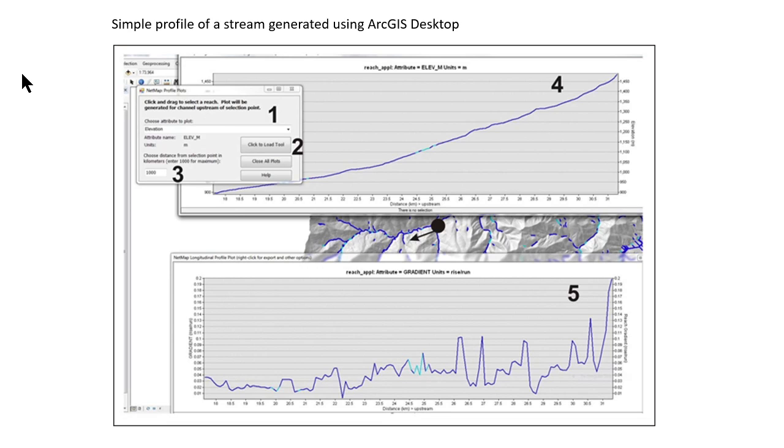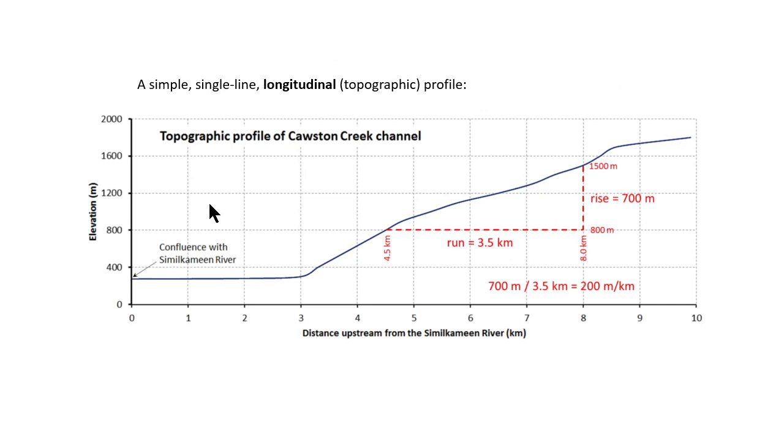The first example here is an example of a simple profile that's generated along a stream using ArcGIS Desktop. You can see in the background the underlying terrain dataset and this profile following the stream as it heads downhill or downstream. So a very simple use of a profile.